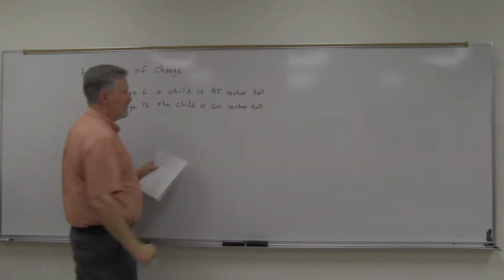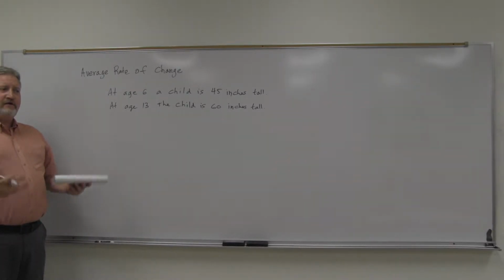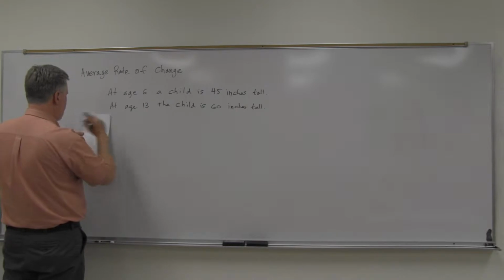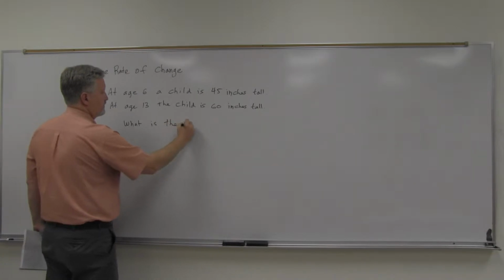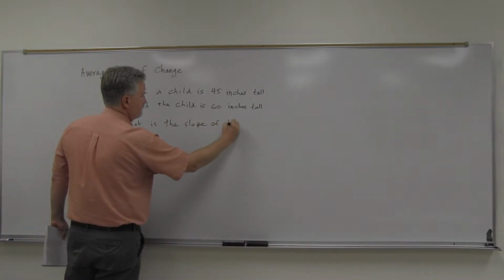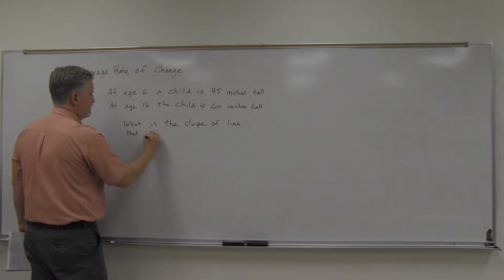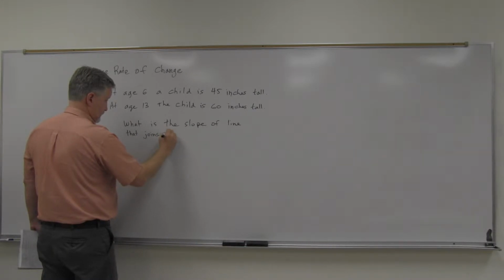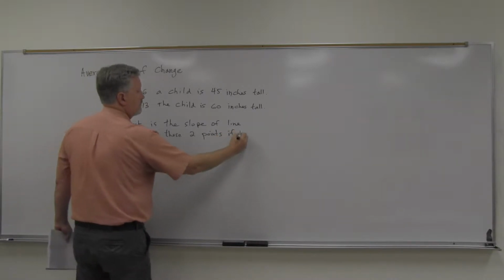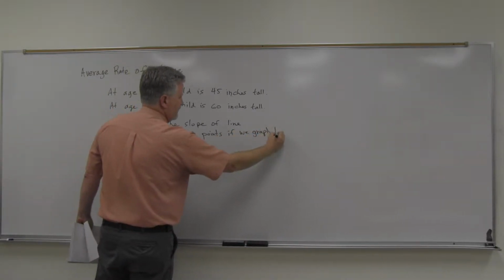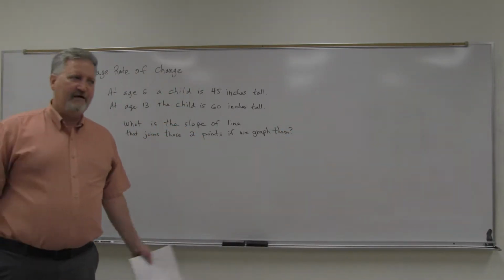Well, what I want us to do here first is let's calculate the slope. So here's the question. What is the slope of the line that would join these 2 points if we graph them, okay? That's the first question. Slope of the line, if we join those 2 points, if we were to graph them.